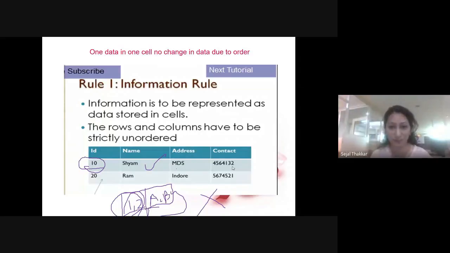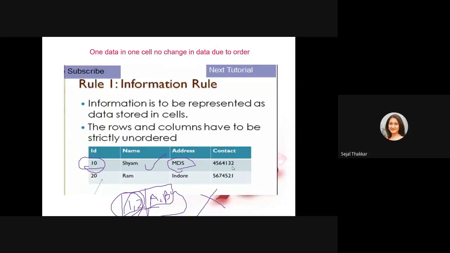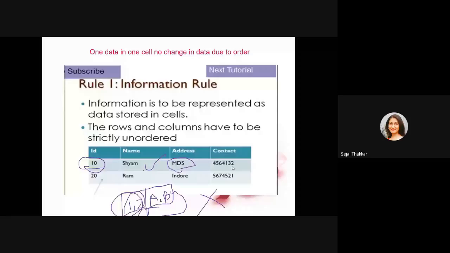So data should be stored in a cell, and one cell will consist of only one value. You cannot put more than one value by separating them with a comma. This is the first rule, the information rule.